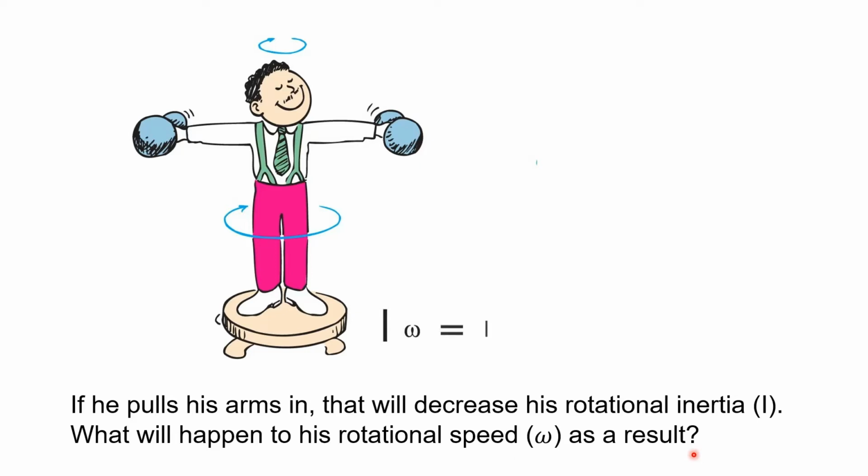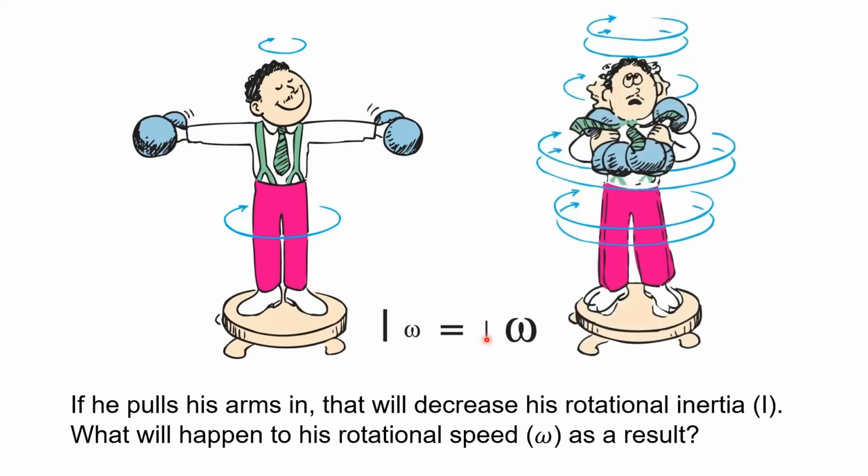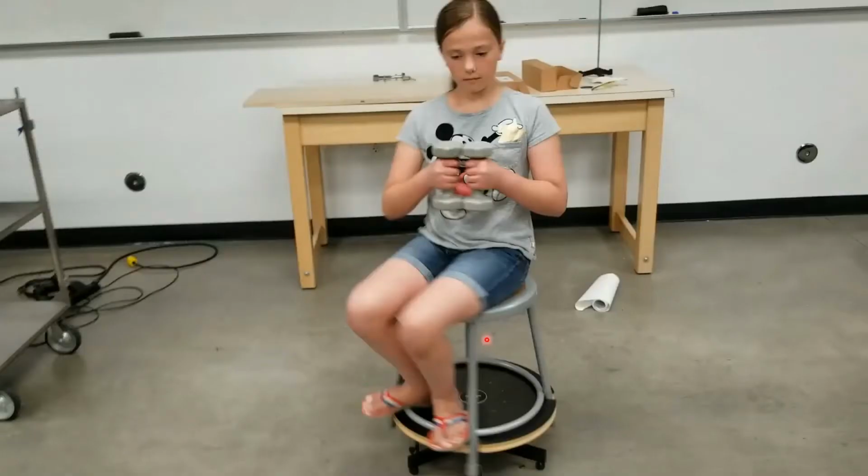Okay, so symbolically it would look like that, where I have a smaller I. And what we just talked about is that would mean that the omega should get bigger. Or in other words, he should rotate faster, so something like that. And this really does work. Here's an actual example. So here's Bella, and she's holding some weights. That will allow her to change her rotational inertia.